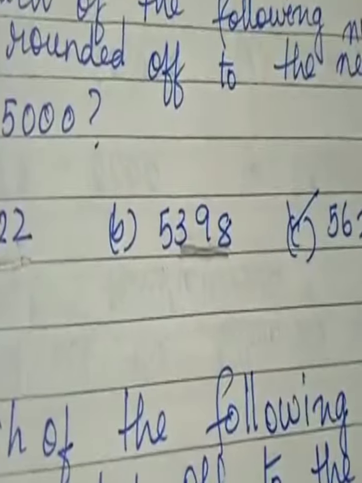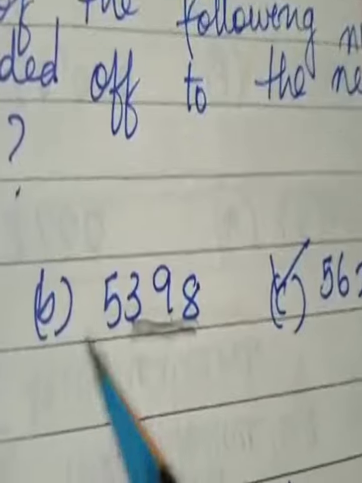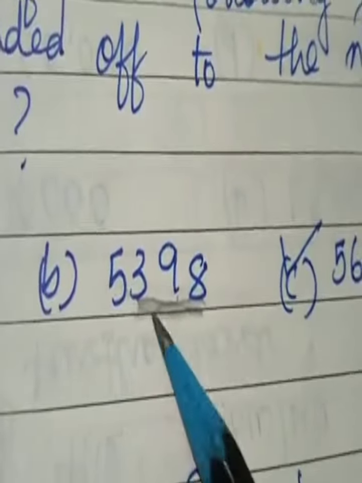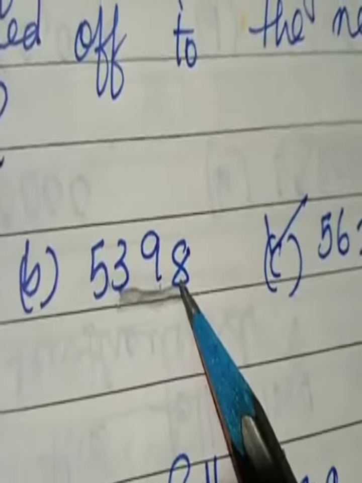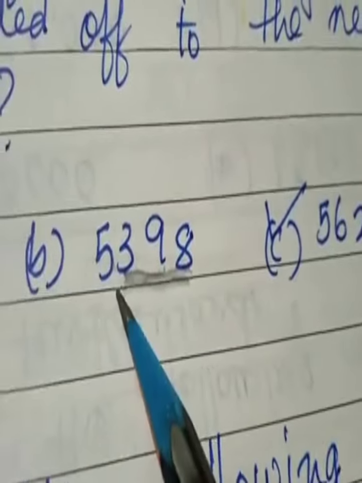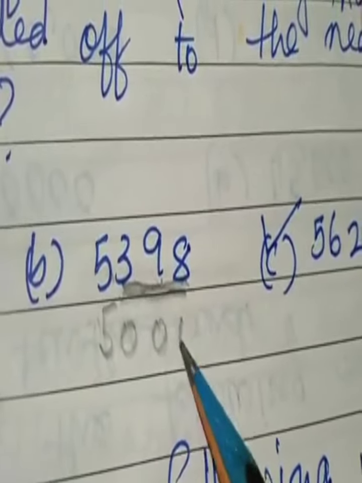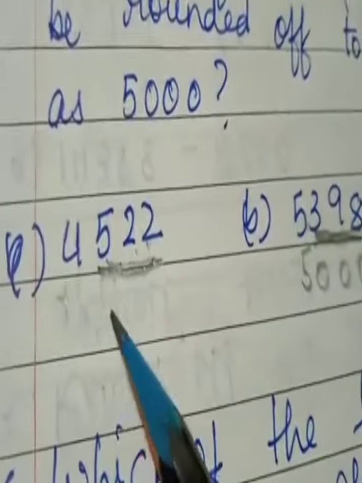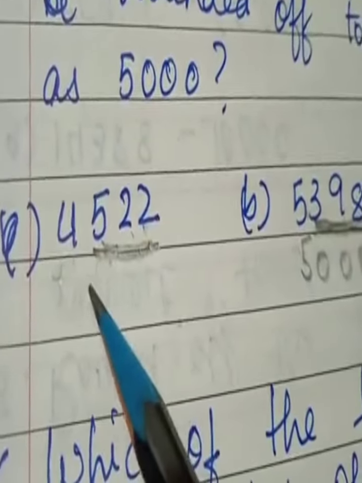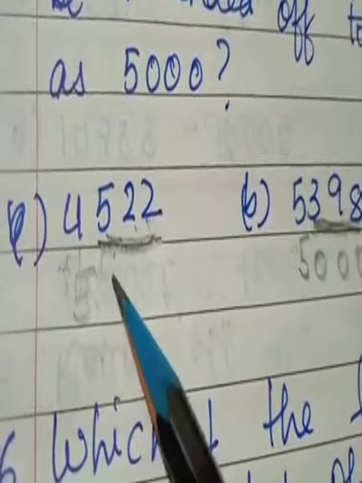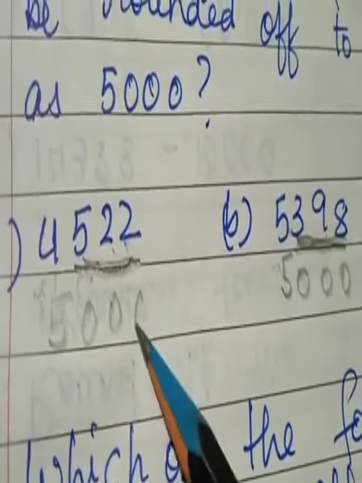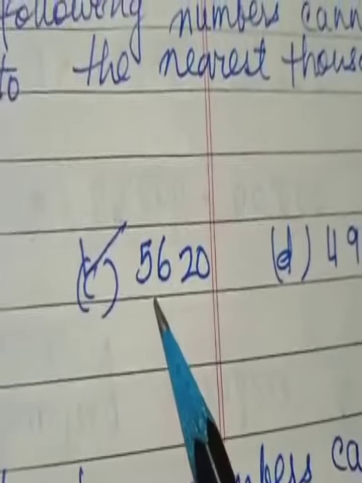So if it is less than 500, it does not add to the thousands place. Thousands place remains as it is, that is 5,000, and hundreds, tens, and ones will be converted into 0. That means this will be converted into 5,000 only. This was converted because of addition of 1, this was converted into 5, and this in turn got converted into 0.